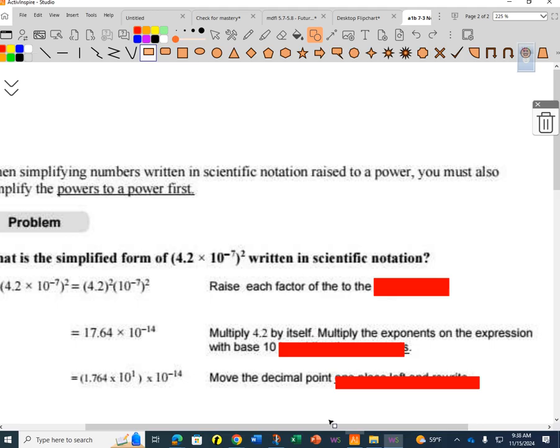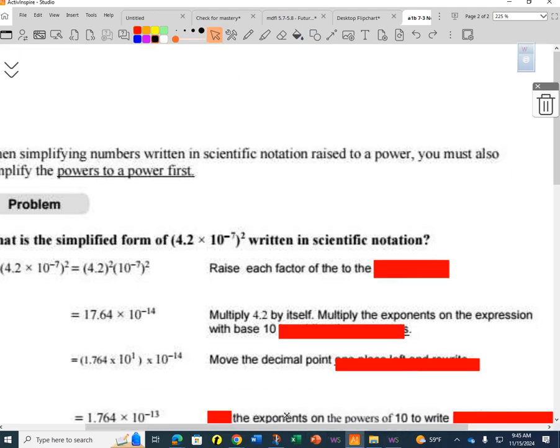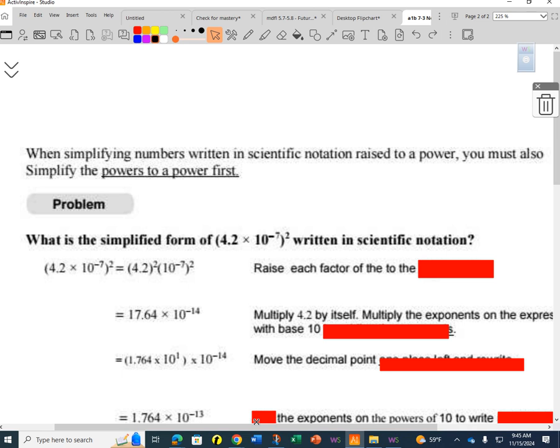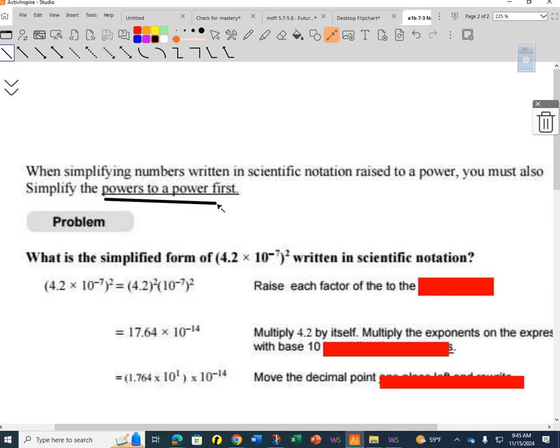Okay, so we have used scientific notation. We've been practicing, we've multiplied expressions written in scientific notation by other expressions written in scientific notation, and we've practiced making sure that our final answer is also written in scientific notation. Remember, that first number has to be between 1 and 10, right? So when simplifying numbers written in scientific notation raised to a power, you must also simplify the powers to a power first.